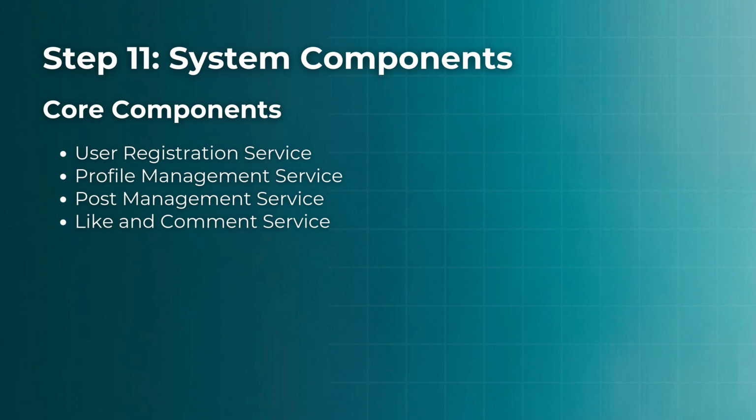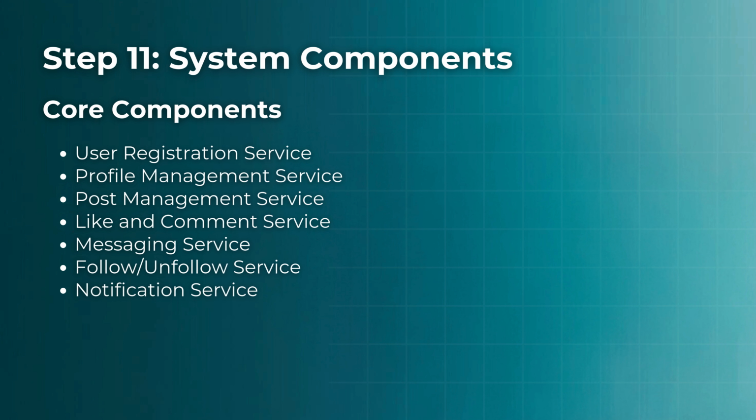Like and comment service: likes and comments bring posts to life. This service ensures users can engage with content and each other. Direct messages and group chats? That's all handled in the messaging service. This service ensures smooth, secure conversations. The follow/unfollow service handles the following relationships, so users get personalized feeds based on who they follow. Whether it's a new post, a comment, or a message, the notification service keeps users informed in real time.